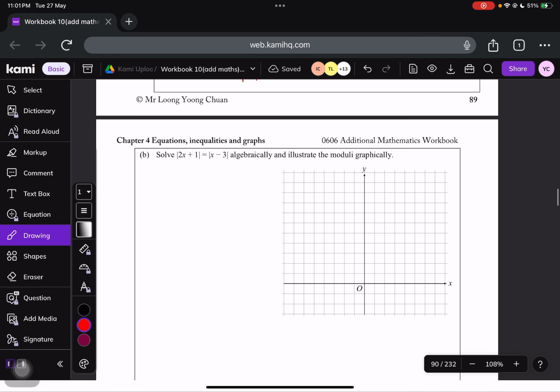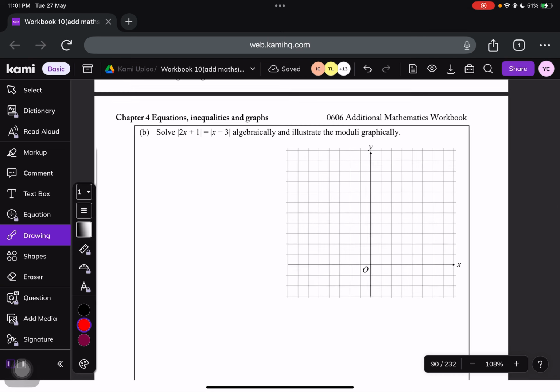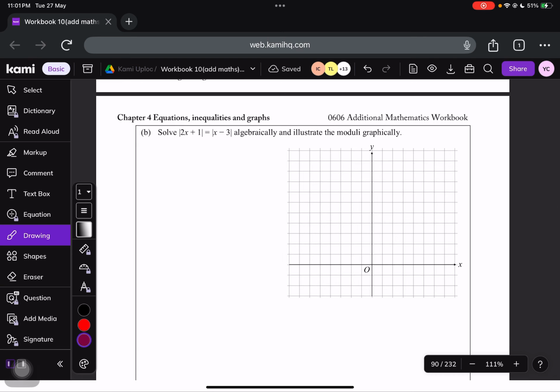I want to solve this equation algebraically. So our steps are the same. First thing first, I will square both sides. So 2x plus 1 squared equals x minus 3 squared. I will square both sides. Then we'll expand. It gives you 4x squared plus 4x plus 1, then equals x squared minus 6x plus 9.